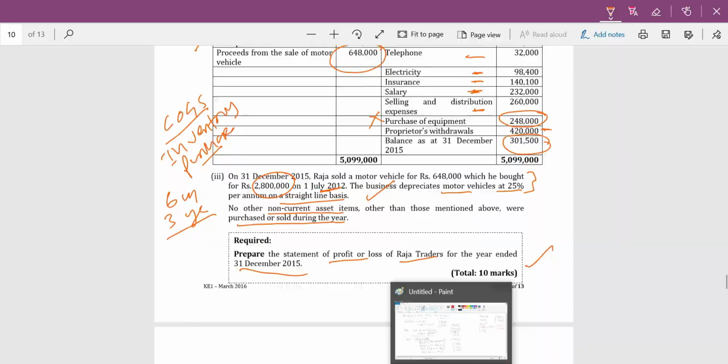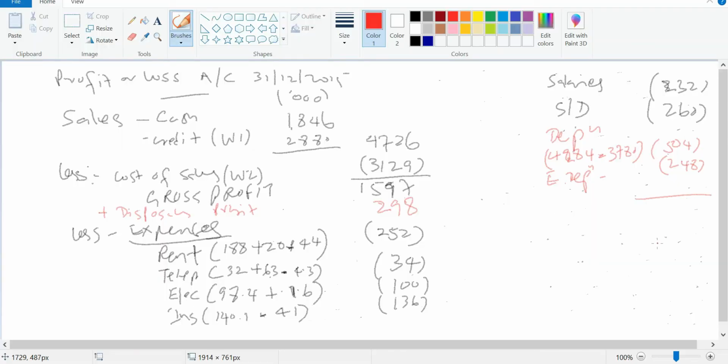So let's move on to the final figure, the net profit, whether net profit or loss, that we calculate. So the total figure is 129. So that will be the final answer.